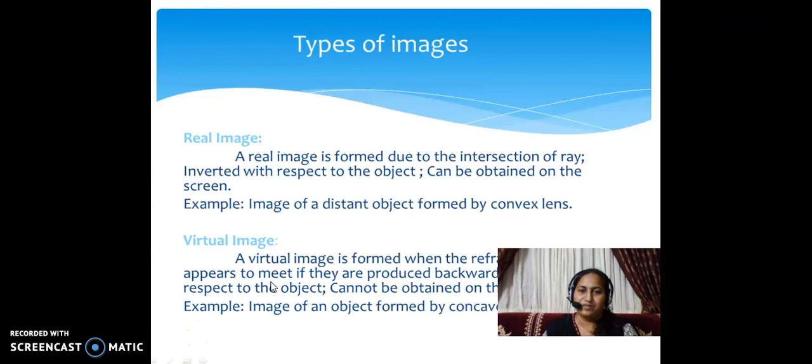And here we come to the end of the lesson, the refraction of lens. Now I have shown you the types of lenses and how the image is formed by the two types of lenses along with their ray diagram construction.